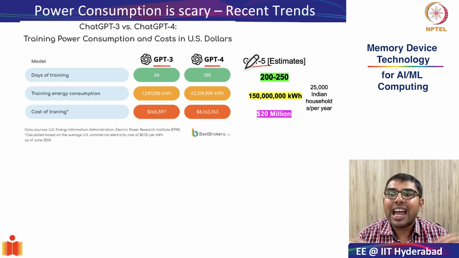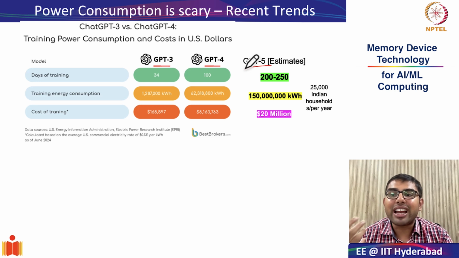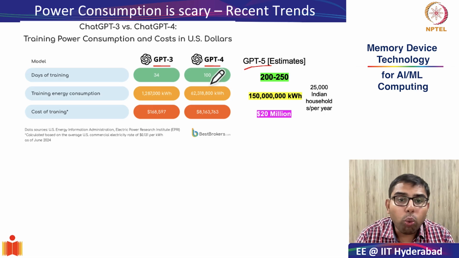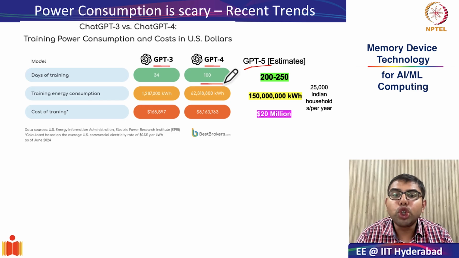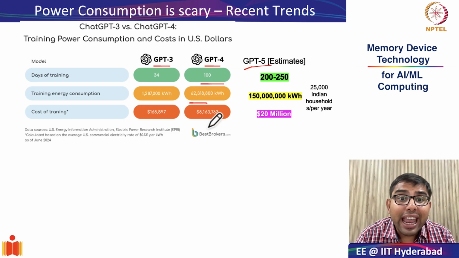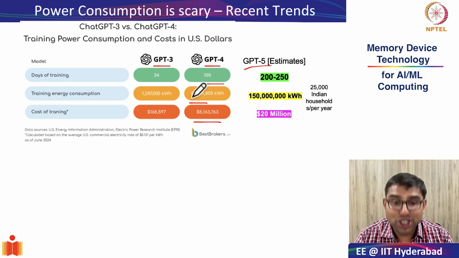While OpenAI has not publicly disclosed the exact numbers, we can make some conservative projection based on the trends from GPT-3 to GPT-4. If GPT-4 took around 100 days of training, consuming 62 million kilowatts with a cost of $8 million. Remember, the cost is only the electricity cost. It is not the cost of having the infrastructure, of hiring people who can do these trainings, and so forth. It is just the electricity cost.